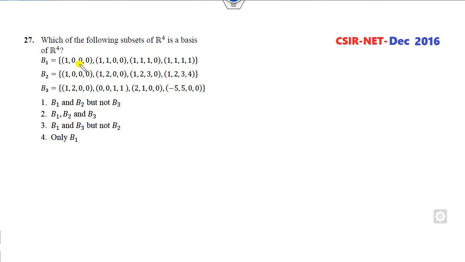Okay, now look at this: which of the following will form a basis? The meaning of a basis is linear independence and span. But there is no need to check the span. What is the dimension of B1? This is 4, which is the same as the dimension of R4. If both dimensions are the same, the span will automatically be there. You have to check only linear independence. B1 is already given, so there is no need to check it. So B1 is a basis definitely.